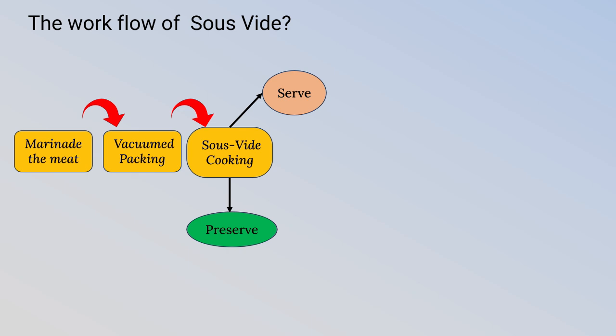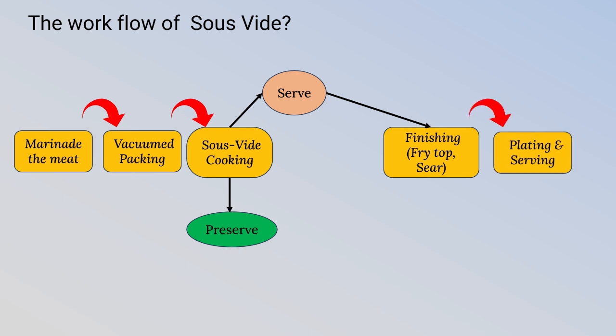If it is served immediately, what you are going to do? Finishing how? By searing it in a pan and then plating it for serving. Clear? And if you are preserving it, then go for blast freezing or blast chilling.